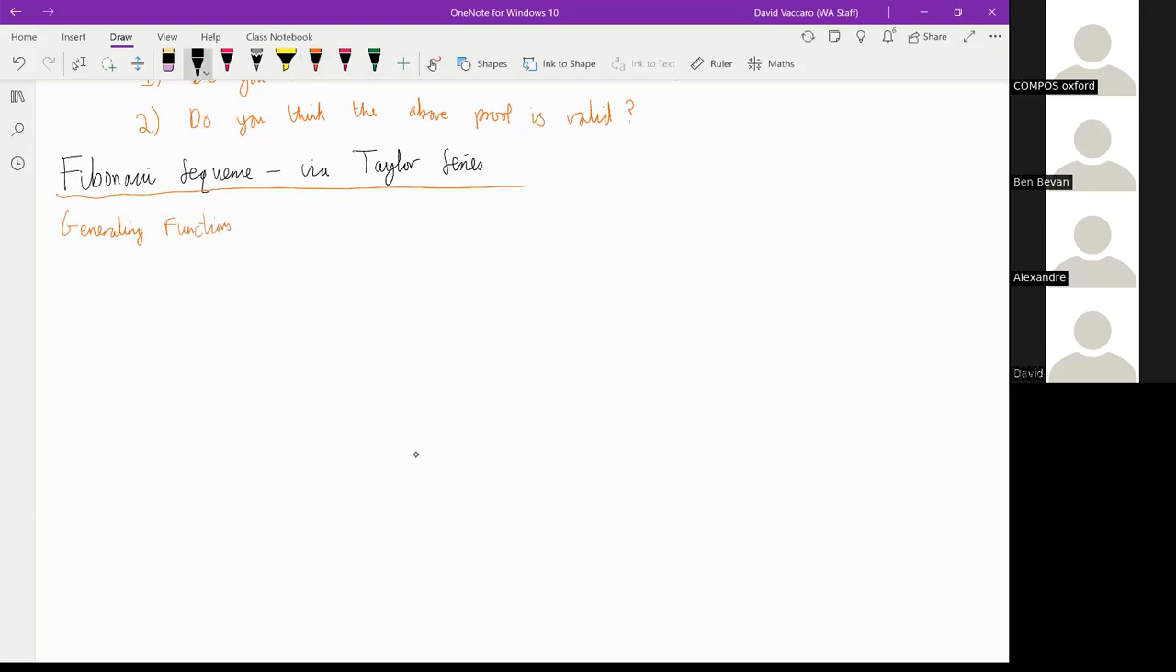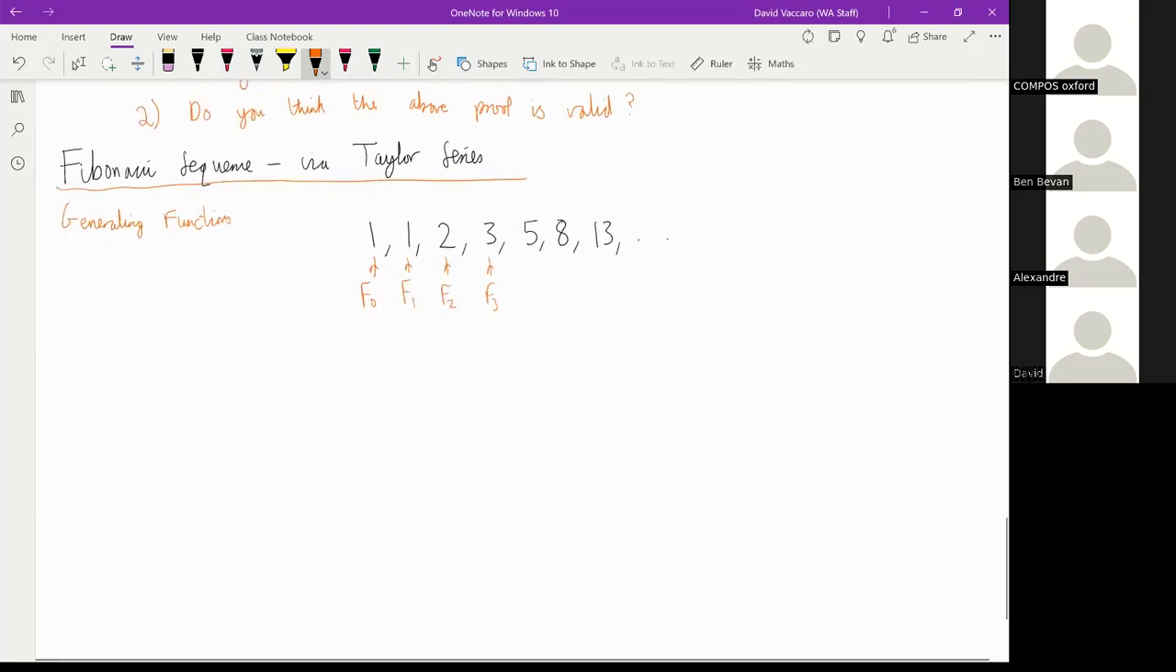Okay, so I'm going to start by writing the Fibonacci sequence. I'm going to write 1, 1, 2, 3, 5, 8, 13, and so on. And for the purposes of this, I'm going to call 1 the 0th Fibonacci number, this 1 the first Fibonacci number, this 2 the second Fibonacci number, and this 3 the third Fibonacci number, and so on. I don't know if that's standard. My formula is going to either be the normal Fibonacci sequence or one out.